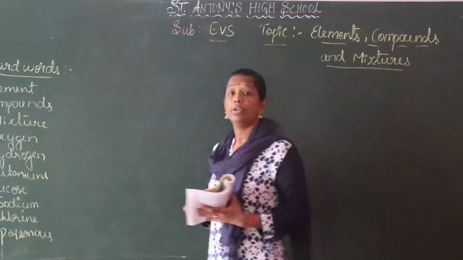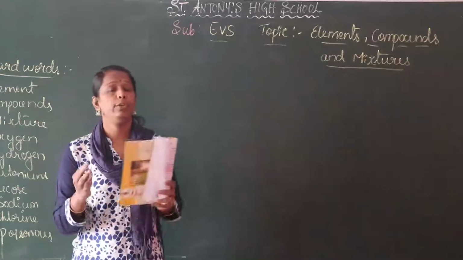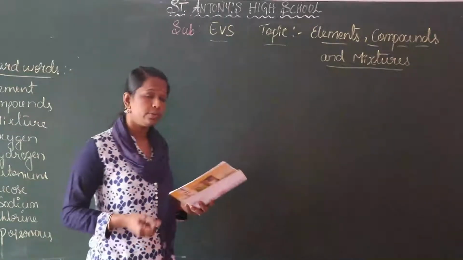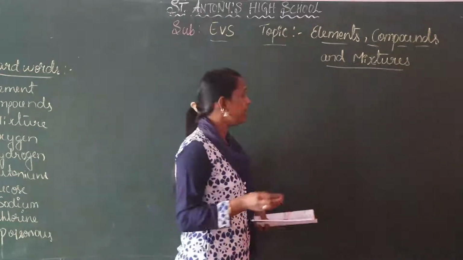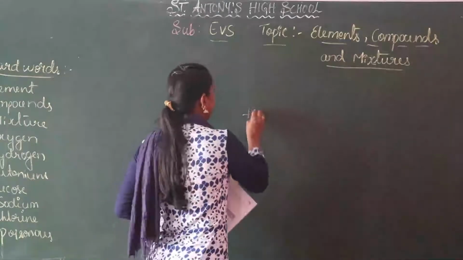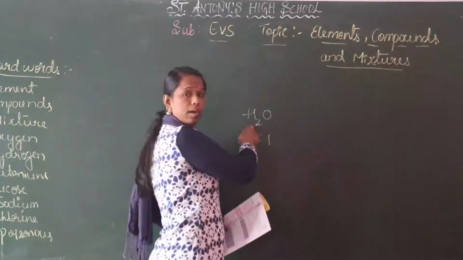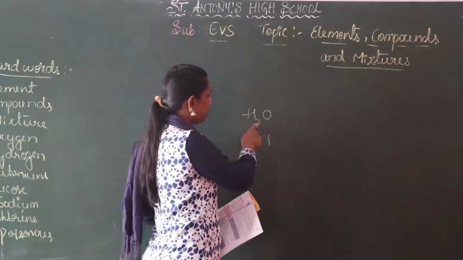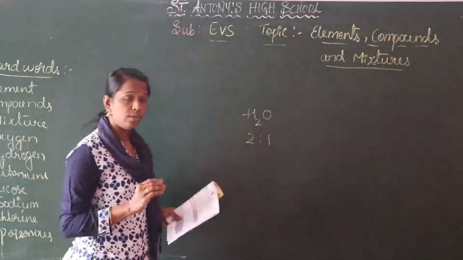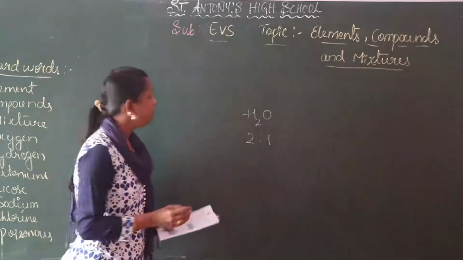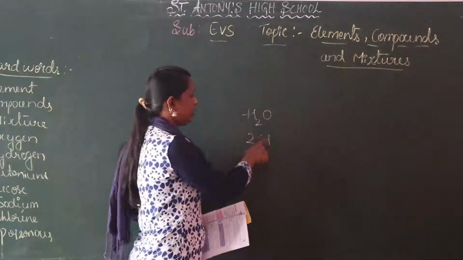Next, compound. Two or more elements chemically combined form a compound. So it can be chemically subdivided. Let us discuss water, H2O. Here hydrogen contains two atoms, oxygen contains one atom. So compounds have a specific ratio, that is, in the ratio 2:1.